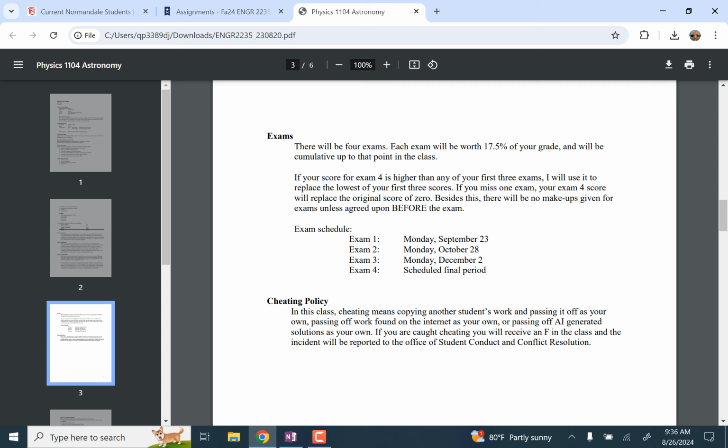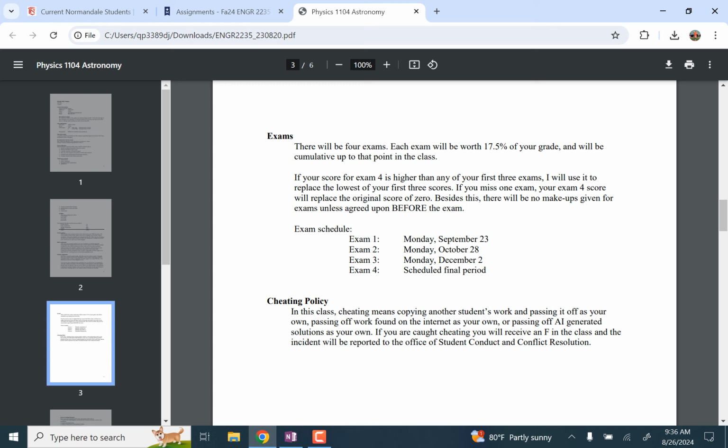The one little mulligan that I give you is if you get a bad score on one of your first 3 exams, and then your final is a higher score than that one, then that final will count as the final, and it'll also replace your earlier worst score. So if you miss a test you don't expect to miss, and somehow you just don't get there, that's the way that test gets made up.